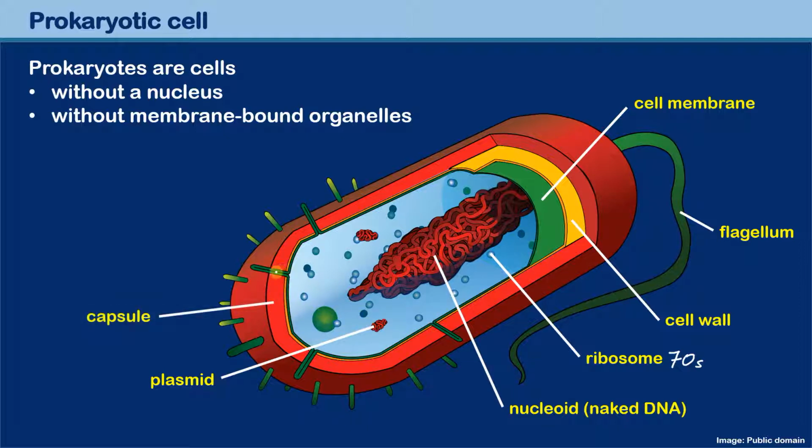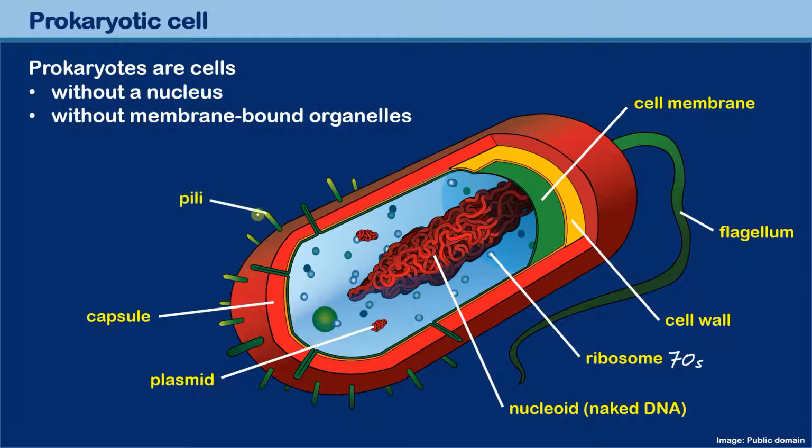The capsule, relatively thick over here, on the very outside, protects the cell, for example, from being eaten by the cell of the human immune system. Again, the thing is, not every prokaryote has a capsule, but if a capsule is present, then some prokaryotes use this to hide from the immune system.